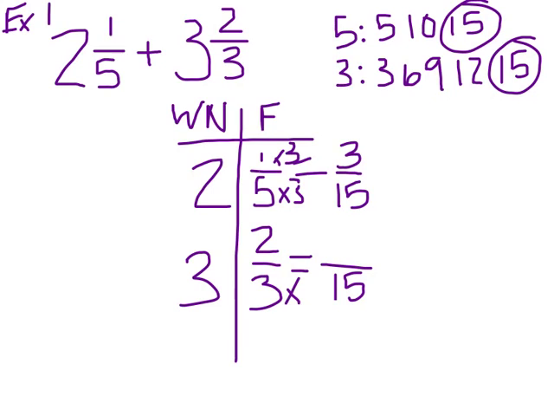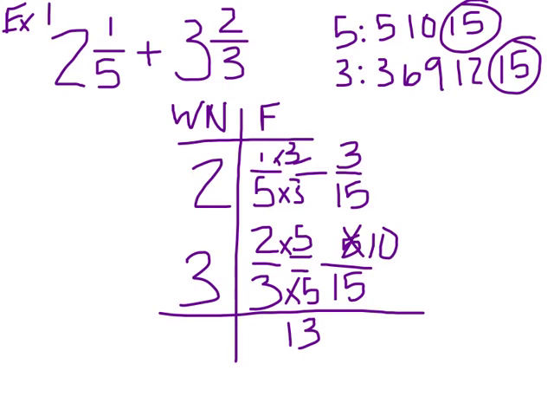Now, let's change 2/3. When I change 2/3, I know that I multiplied 3 times 5 to get 15, so I don't just put 5 on the line. I have to multiply 2 times 5. What's 2 times 5? It's 10. 2/3 equals 10 over 15. Now I can add my fractions. What's 3/15 plus 10/15? It's 13 over 15.